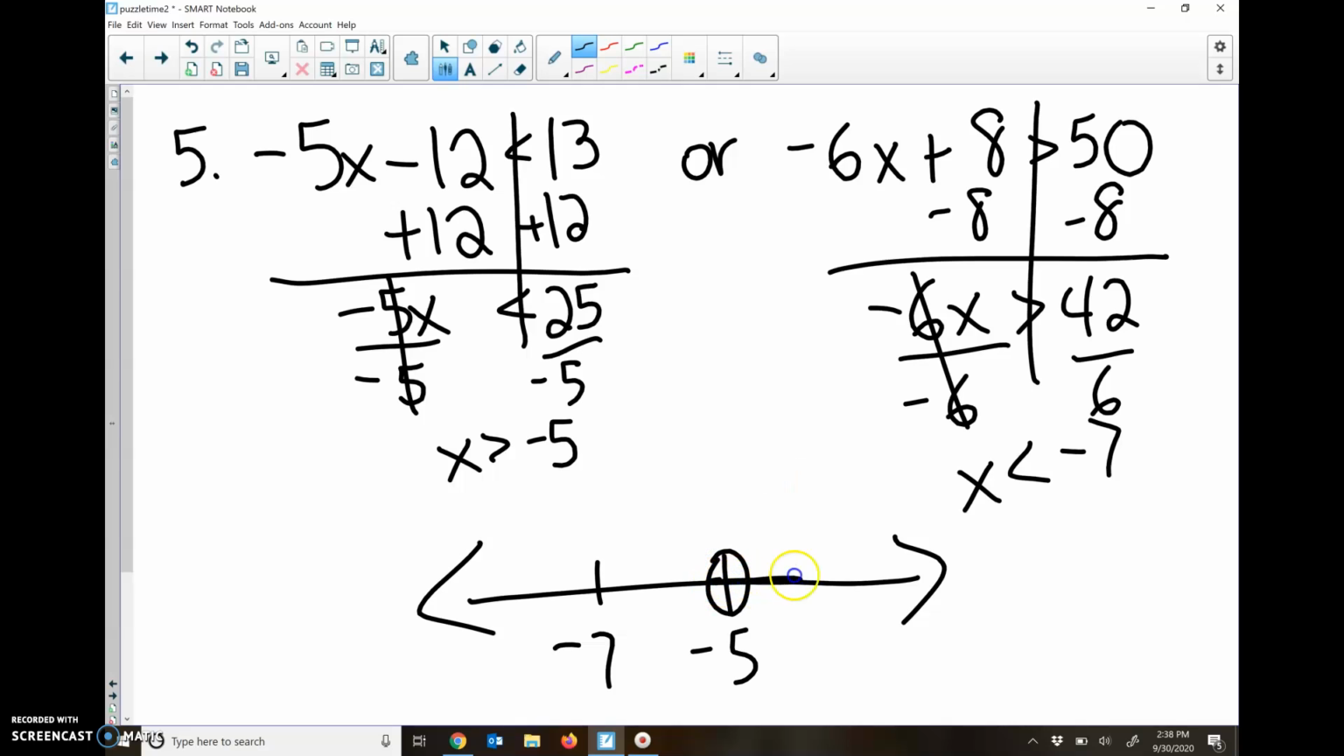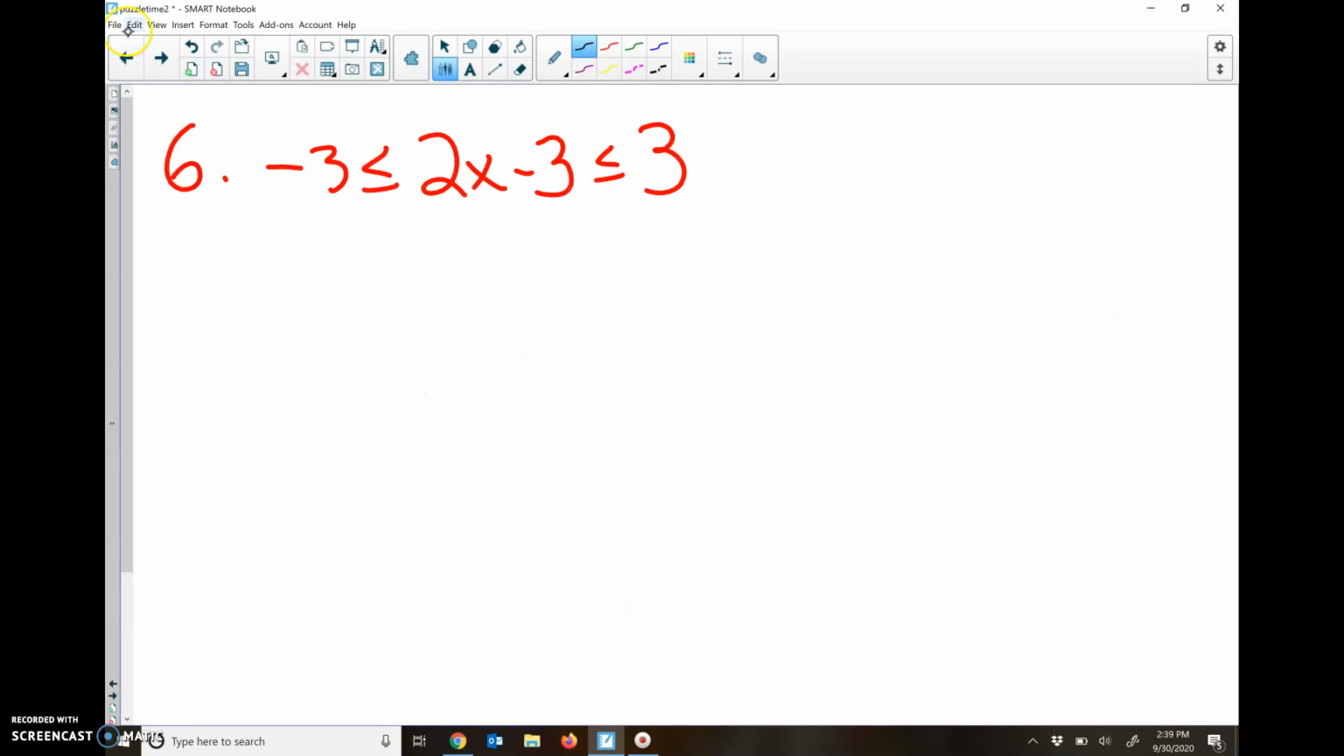So I need something greater than negative 5. That means negative 4, negative 3, negative 2, so everything going to the right. And it needs to be less than negative 7, so everything going to the left, like negative 8, negative 9, negative 10. Both of them are open circles because it's not an equal to problem. And again, since it's an or problem, they're going in opposite directions. One's going to the left, and one's going to the right.